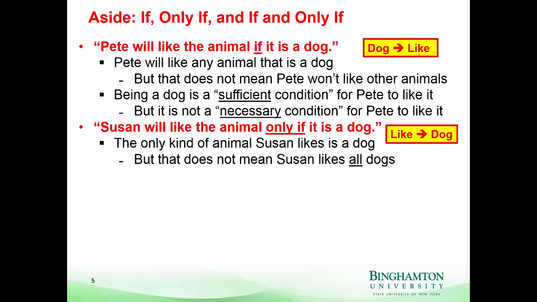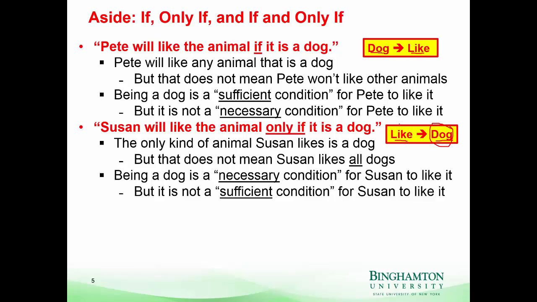So for Pete, it didn't go the other way. If I tried to switch this arrow around and say, well, Pete likes it, therefore it must be a dog. Not true. Not for Pete. Well, for Susan, we know if she likes it, it's a dog. But if we ask, it's a dog, does she like it? Don't know. And so this is what's known as a necessary condition. Being a dog is necessary for Susan to like it. But it's not a sufficient condition. Being a dog is just not sufficient to say that Susan likes it. So we've got if, which is a sufficient condition. We've got only if, which is a necessary condition.